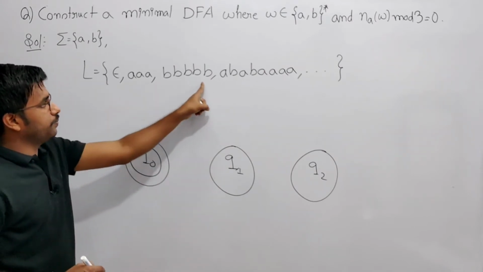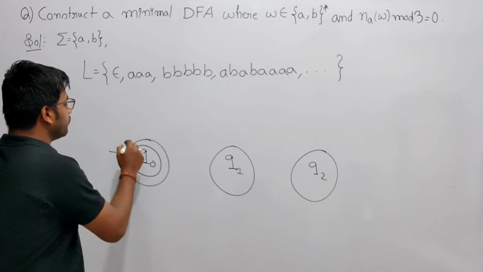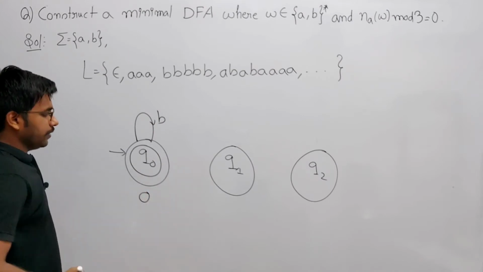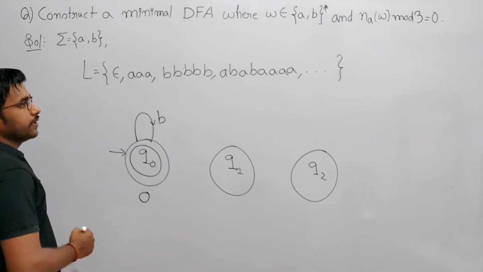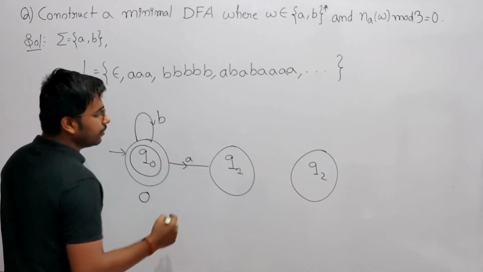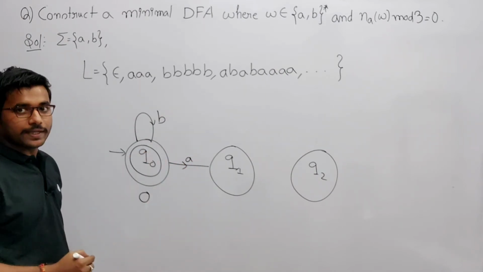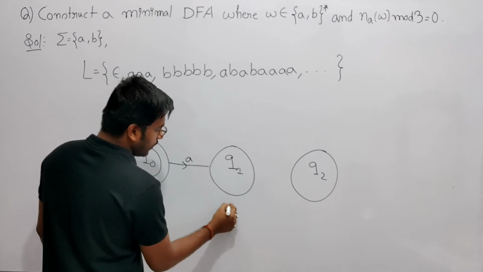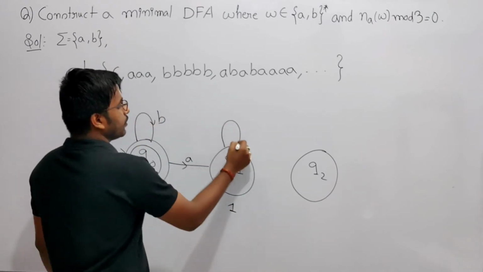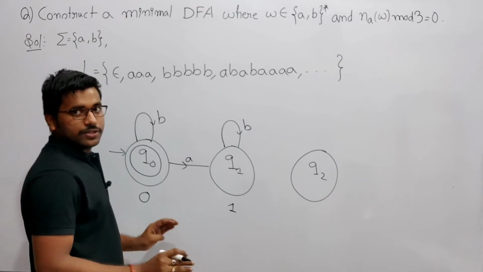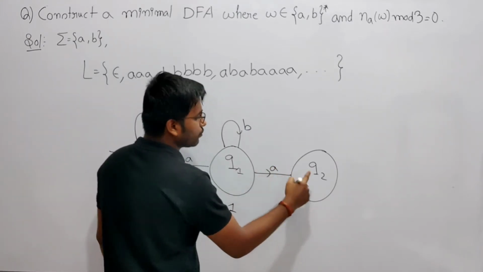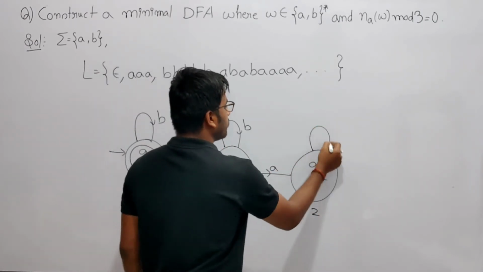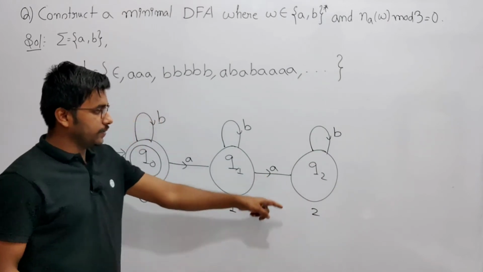Now, on getting any number of b, the number of a is 0, so you keep a loop of b. Number of a is 0, divided by 3, remainder 0. Now on getting a, the number of a is 1, divided by 3, you get remainder 1, so Q1. Any number of b, keep a loop, because the number of a is not going to change. Again on a, the number of a is 2, divided by 3, remainder 2, Q2. Now again on b, keep a loop because the number of a is not going to change.